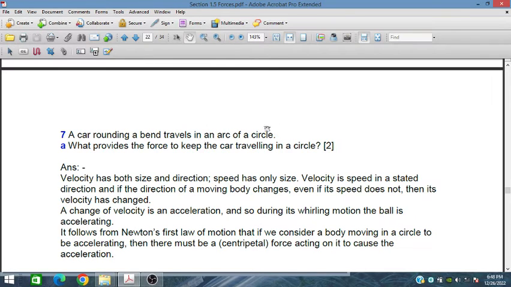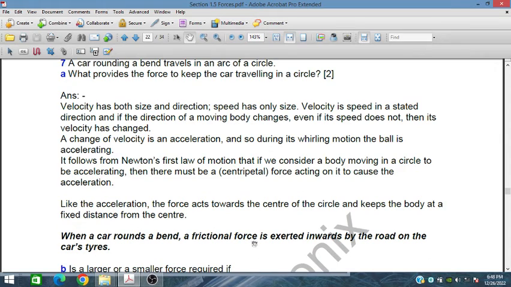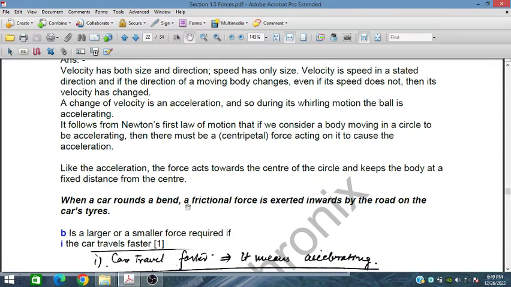So this arc in a circle is due to the centripetal force, because the direction is changing. Direction is changing, so acceleration is there. If acceleration is there, a force is there, and that force is a centripetal force. When a car rounds a bend, a frictional force is exerted inward by the road on the car's tires.